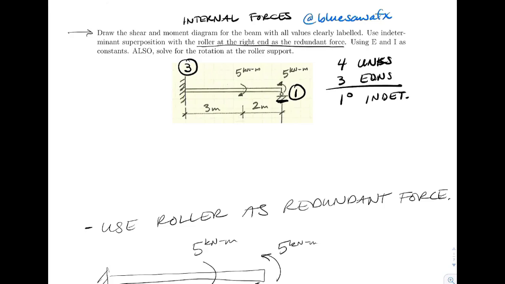Now this happens to be indeterminate in the transverse direction. We only have one red arrow, which would be in the axial direction from the wall. So this is indeterminate in the transverse direction. So to use superposition, we are going to need to define a redundant force. So what we're going to do is use the roller force as the redundant force, as it says right there.